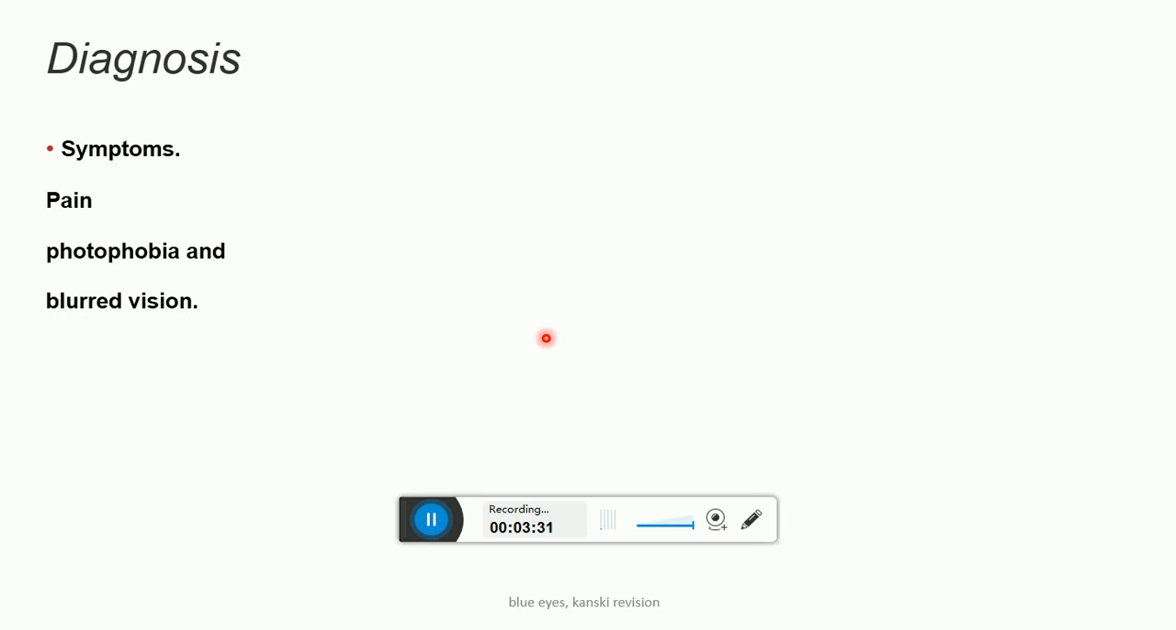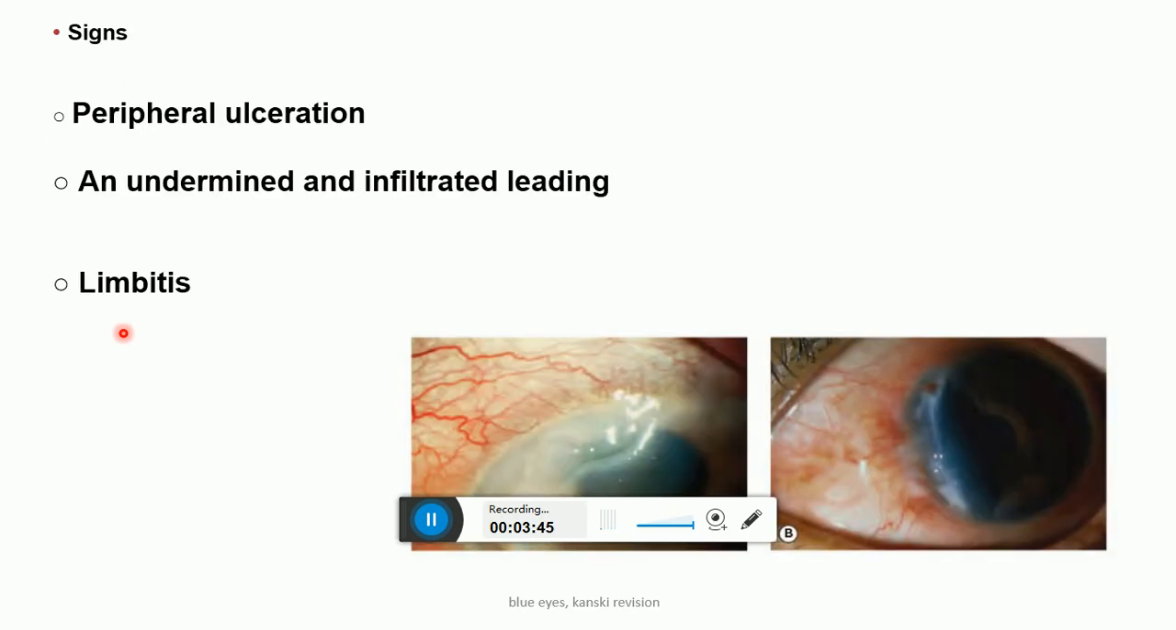Diagnosis. There is pain, which is prominent and may be severe. So in Mooren ulcer there is severe pain, photophobia and also blurred vision. Signs: there is a peripheral ulcer involving the superficial 1/3 of the stroma with variable epithelial loss. Several distinct foci may be present and subsequently coalesce. So this is a peripheral ulcer. This is local peripheral ulceration.